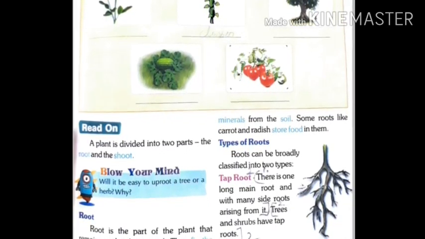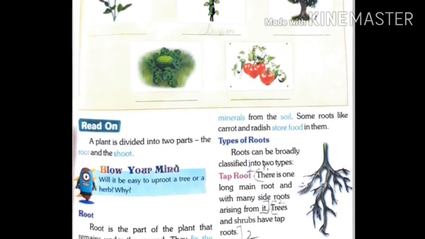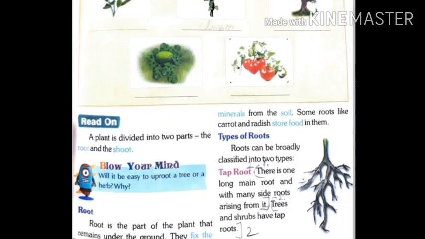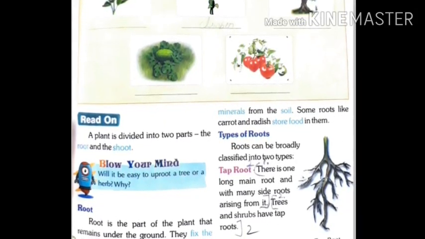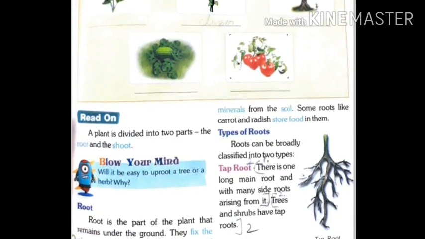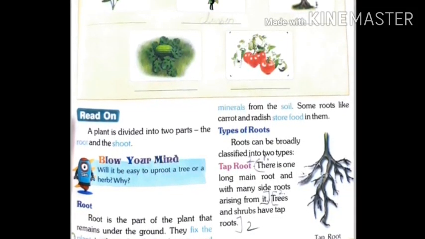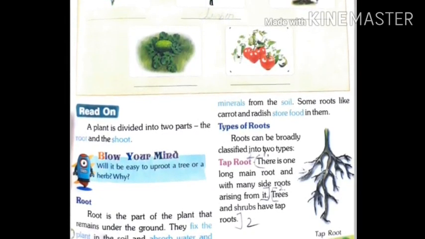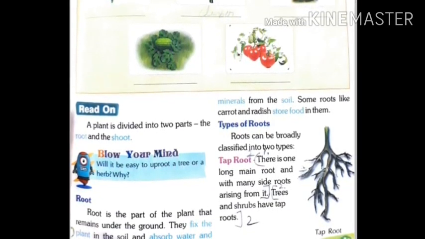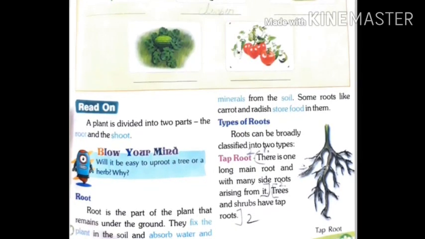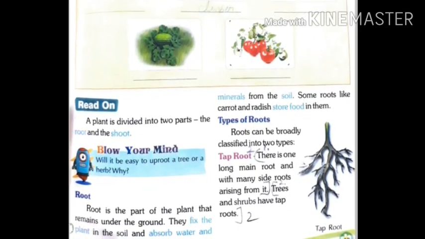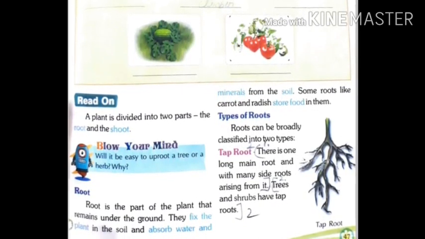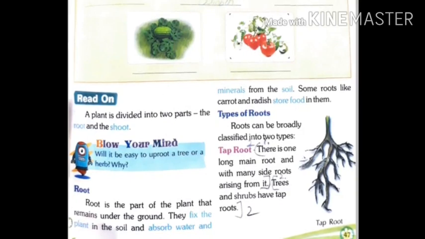So children, in this type of root, that is taproot, they have one main long root that you can see in the middle. In the picture, the middle part is the main long root, and you can see the side roots also that are arising from the main root. These types of roots are called taproot, and the trees and the shrubs have the taproot.